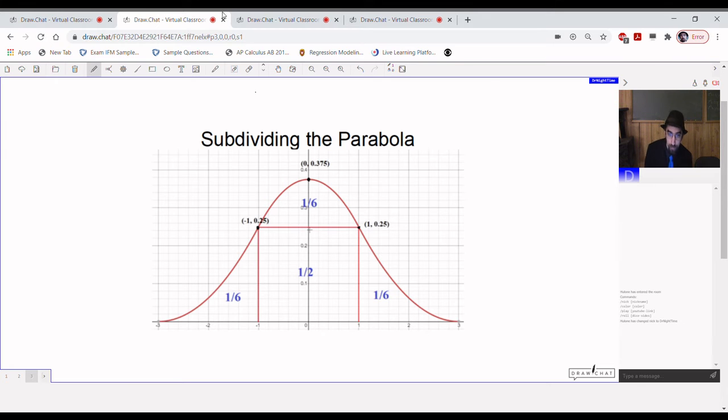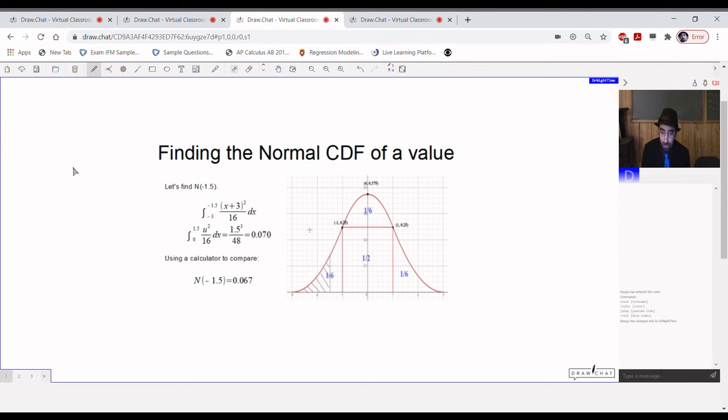So relatively painlessly because they're parabolas. So let's do one of these. Let's find the normal distribution of -1.5 approximately. Right? So since this -1.5 is in that first range, we haven't gotten to the first breakpoint yet. We just have to go from -3 to -1.5.